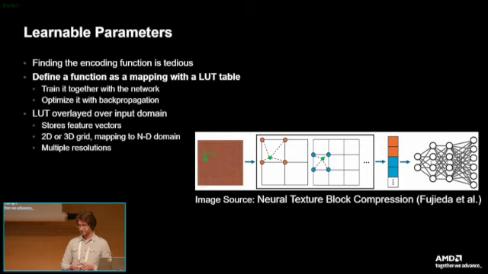So in this specific example, this image is borrowed from neural texture block compression. As I said, the basic idea is to store these trained feature vectors in some grid or a lookup table. They give you mapping to a higher dimensional domain, and you can also have multiple of these tables with different resolutions, different settings. For example, on this image, we have 2 grids. One is smaller, one is higher. You just encode your input point using both. You concatenate the resulting vectors, and you use that as an input to the MLP.